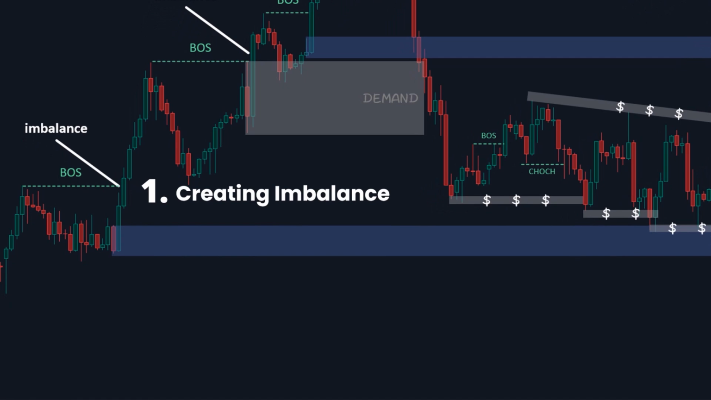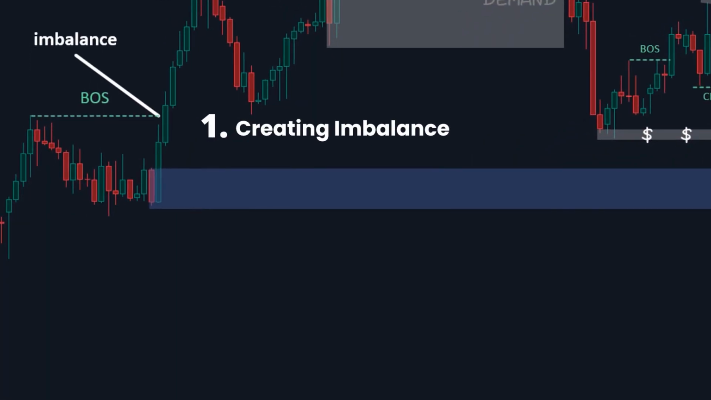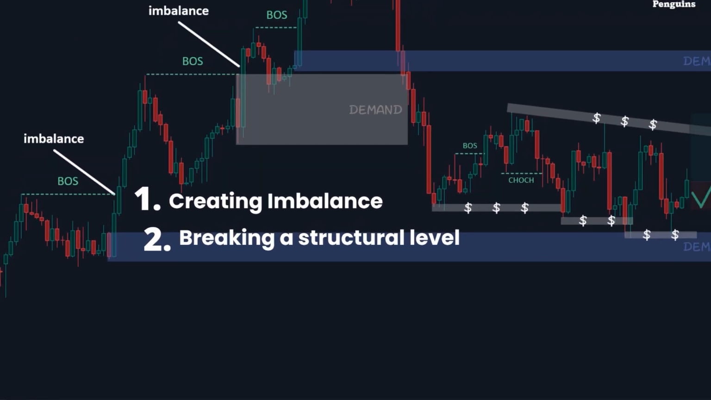Step 1. We need to identify significant imbalance movements in the market. These imbalances often manifest as rapid price movements within a certain area, leaving unfilled price regions. This movement shows an imbalance in the forces of buyers and sellers and forms the basis for marking supply and demand zones.